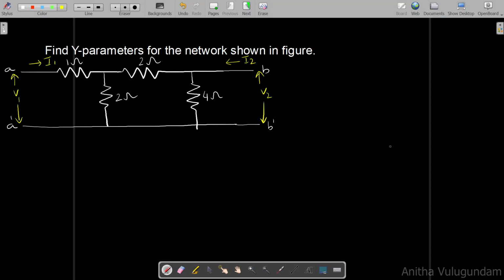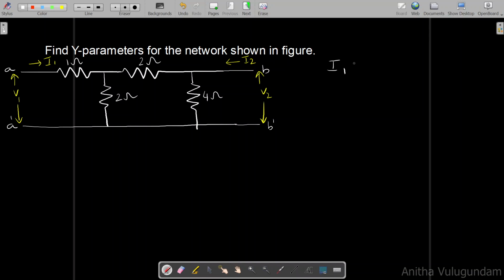In this video, I'll explain one more example on Y parameters. Find Y parameters for the network shown in the figure. This is the network given to us. Let us write the main parameter equations.